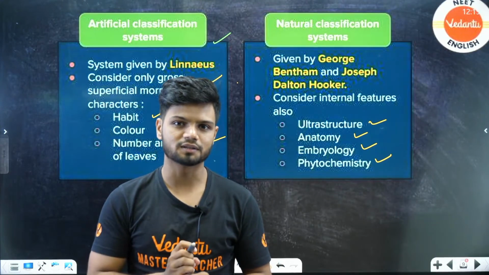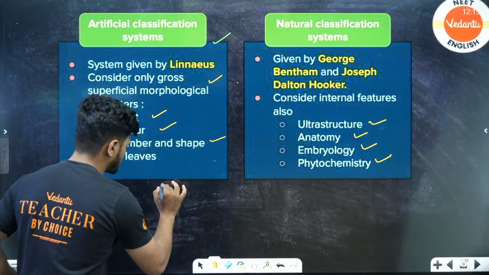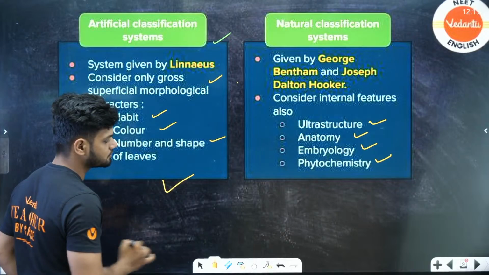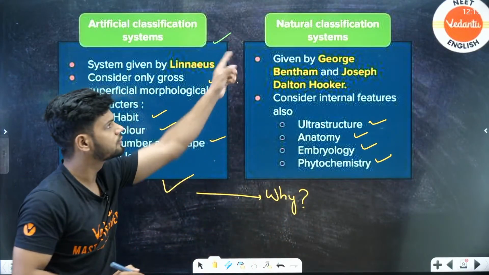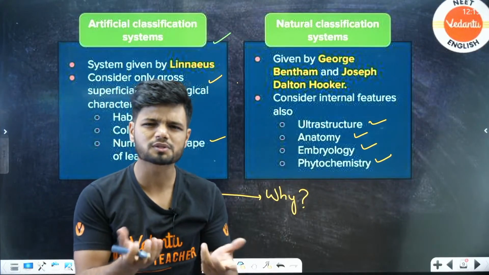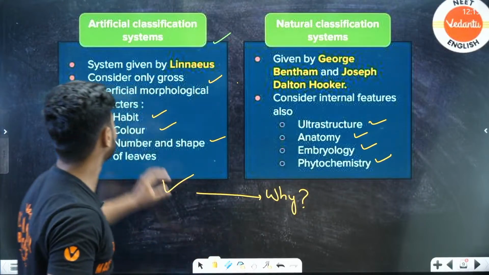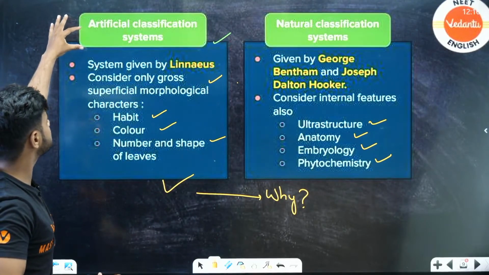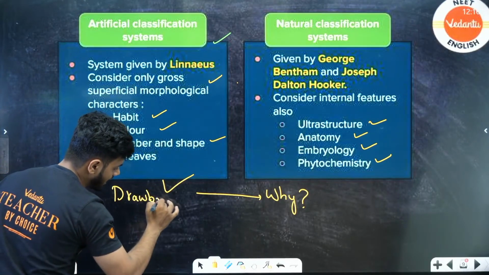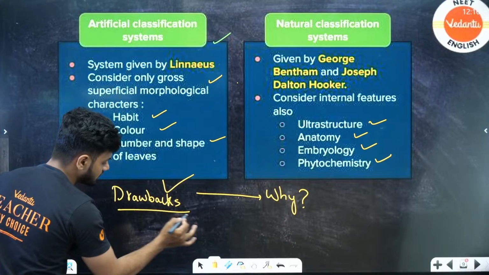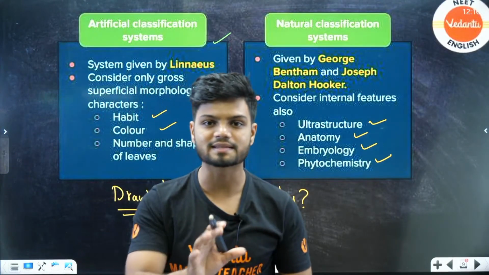Now one question will come: sir, we had the artificial system of classification, so why was there a requirement for natural classification? Why was it required again? The answer is very simple. Because the artificial system of classification had certain drawbacks. Now what are these drawbacks? Very simple. Now I'll give you a quick example.